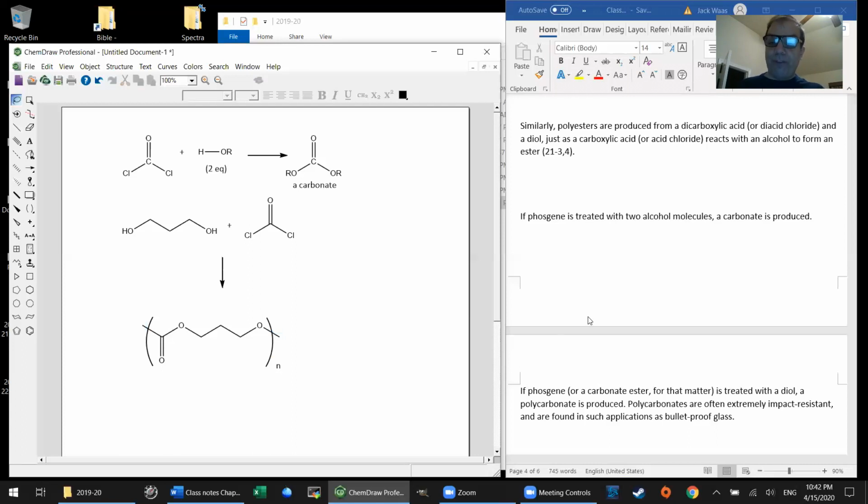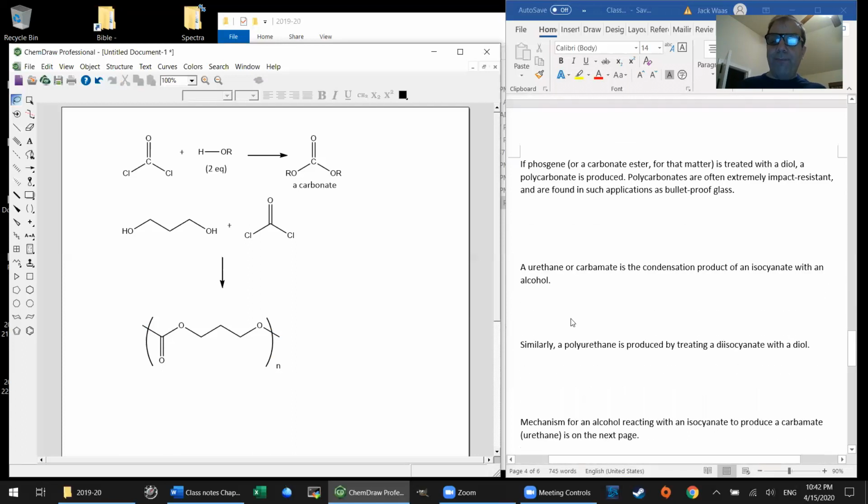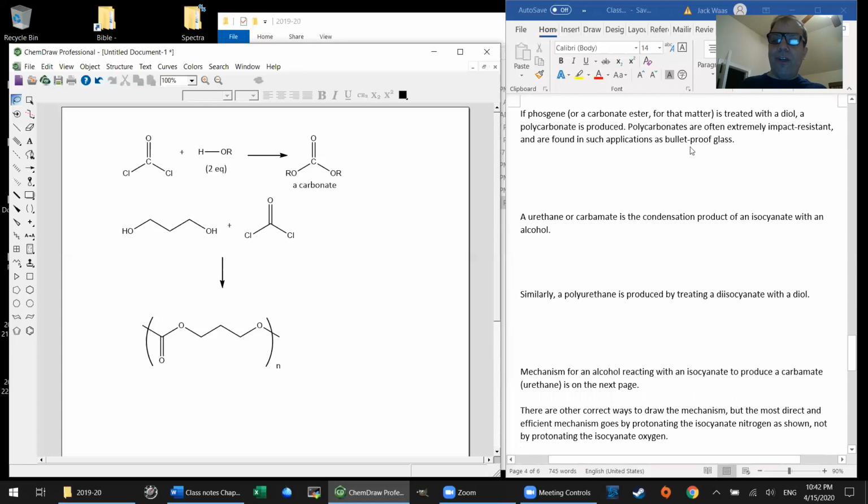So that's all very much on purpose. And polycarbonates: your eyeglass lenses are almost certainly going to be a polycarbonate. Bulletproof glass is almost certainly a polycarbonate. And so it's just another class of step growth polymers.